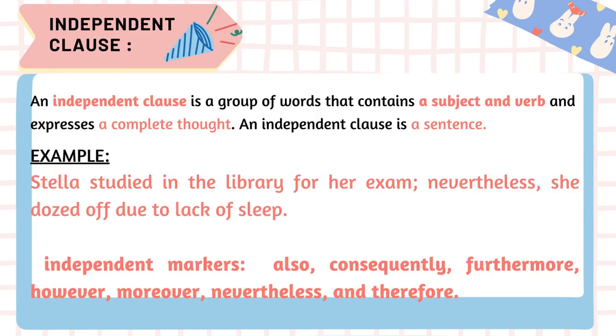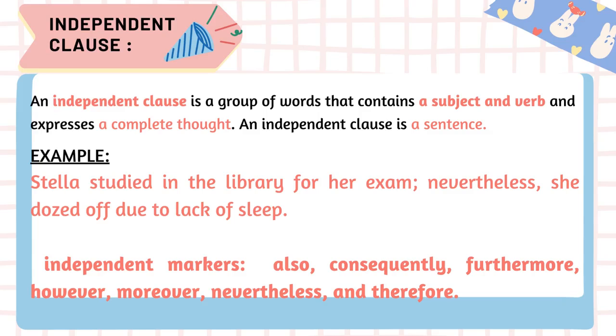Independent clause is made out of a subject and a verb, and it can stand on its own, so that means the whole sentence makes sense. So it doesn't need the help of another sentence. So it is a complete sentence without the other part of sentence. Let's take a look here. Stella studied in the library for her exam. Nevertheless, she dozed off due to the lack of sleep.